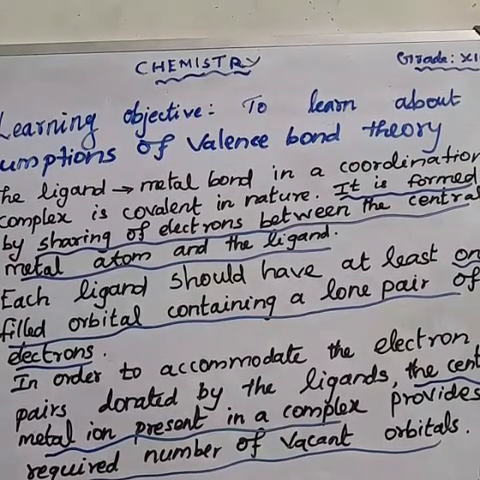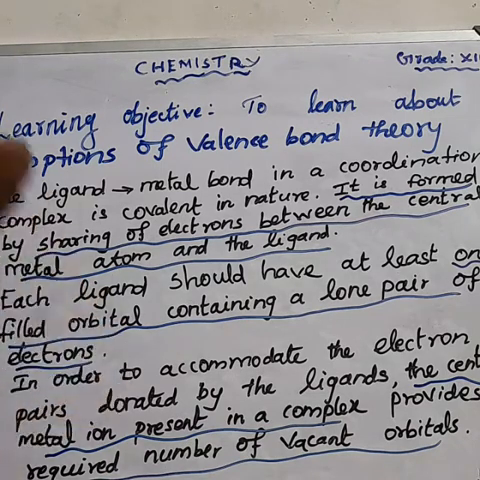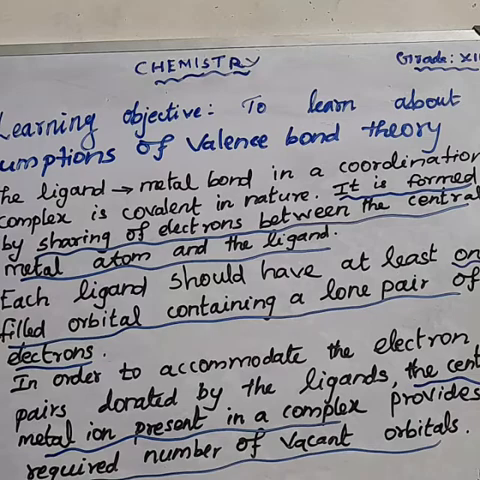The valence bond theory was proposed by Linus Pauling. This is one of the questions. What are we going to learn about the valence bond theory? This theory explains how the bond is formed between the central metal atom and the ligand.